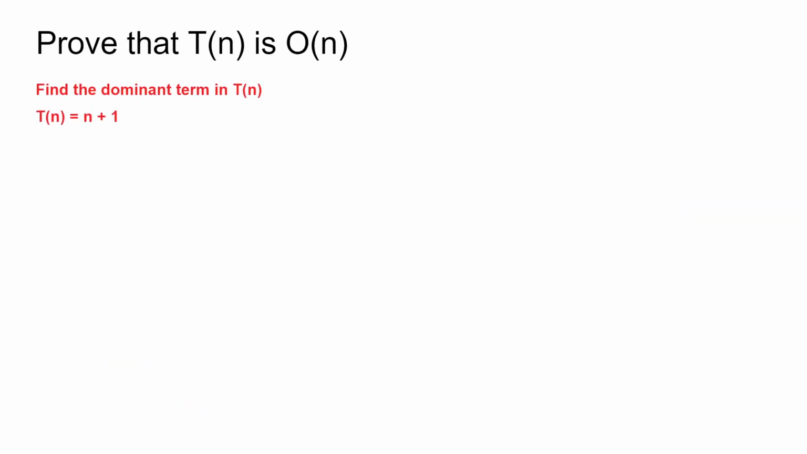Now that we have the runtime function, let's find the dominant term. We know that n is the dominant term since it will grow faster than the rest of the function, so when n is large, the function t of n will be dominated by the n term.